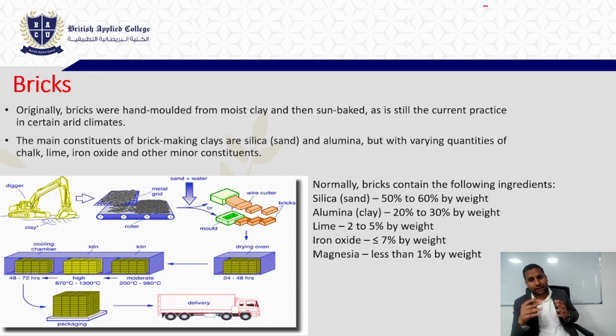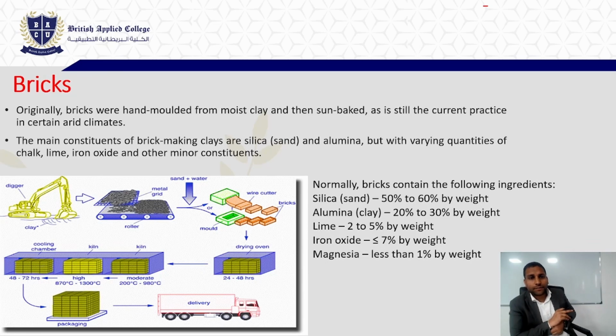Nowadays it is factory molded. We have a mold in which we make it. If you compare the two, with hand molding the shape was not uniform, whereas nowadays we use machines and proper molds, so the shape is uniform. Previously, sun baking used to bake it unevenly, so the strength would be less. Nowadays we bake it in a clean oven, so the baking is even and we can reach higher strength.